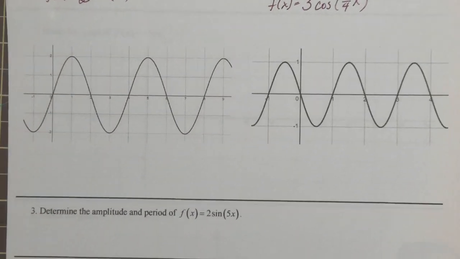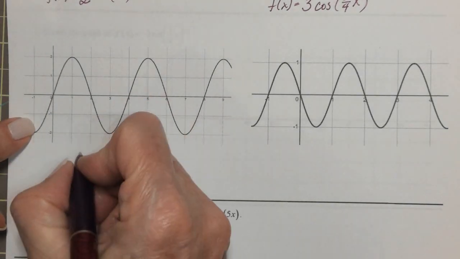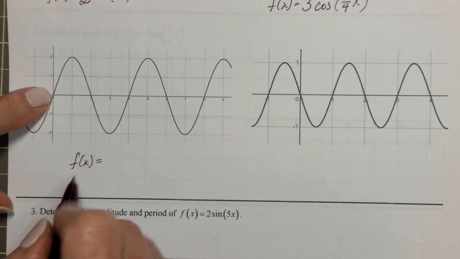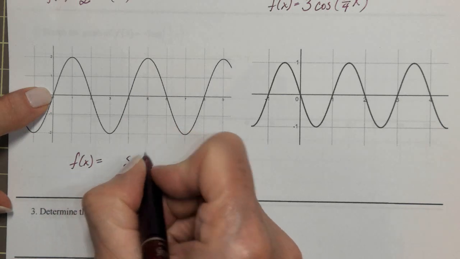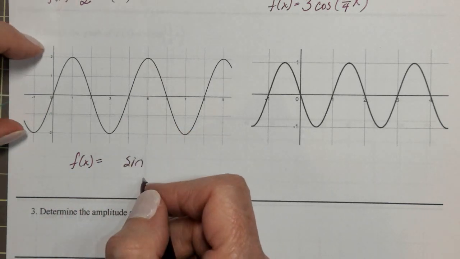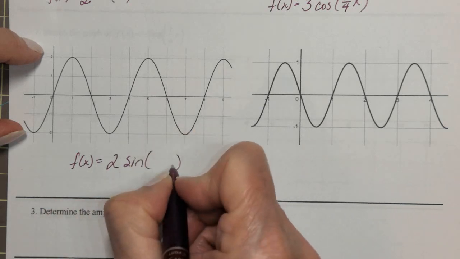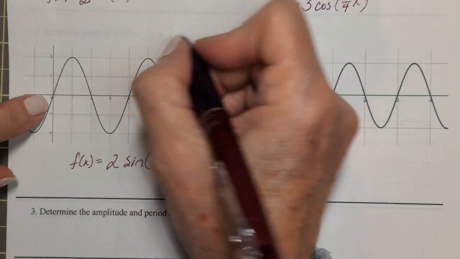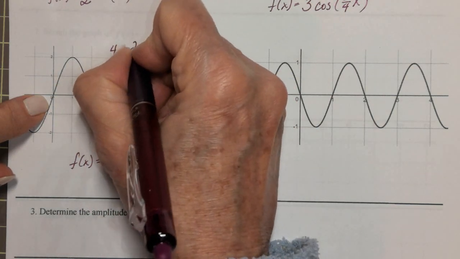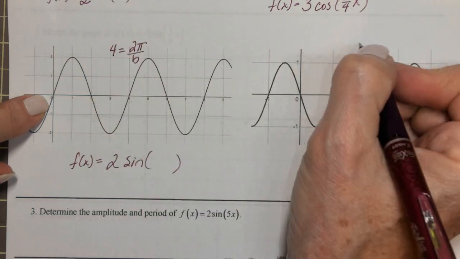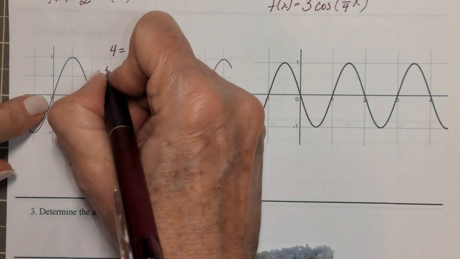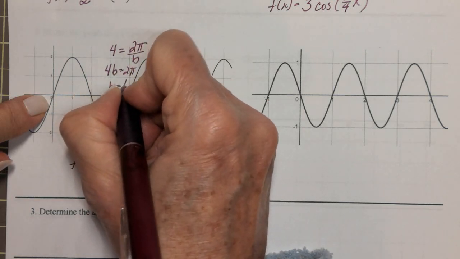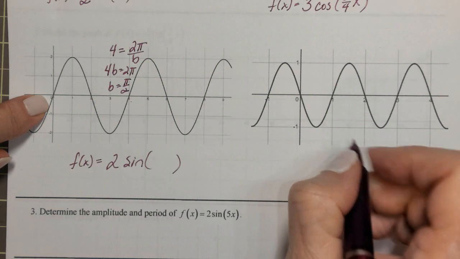Let's do another one. Here's the curve. This time looks like a sine curve because we're starting at 0. So sine. What's the amplitude? 2. What's the period? The period is 4. So I'm going to set up the little equation. 4 is equal to 2 pi over b. Solve for b. Cross multiply. Divide by 4. b is pi over 2.